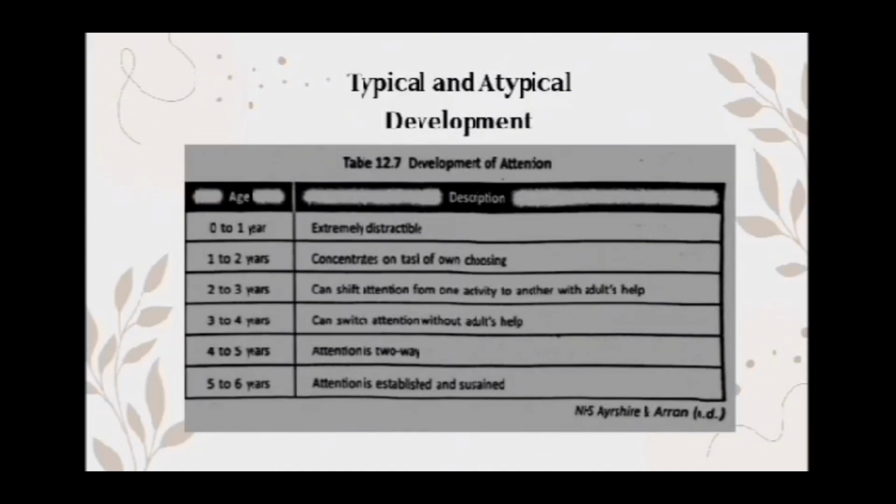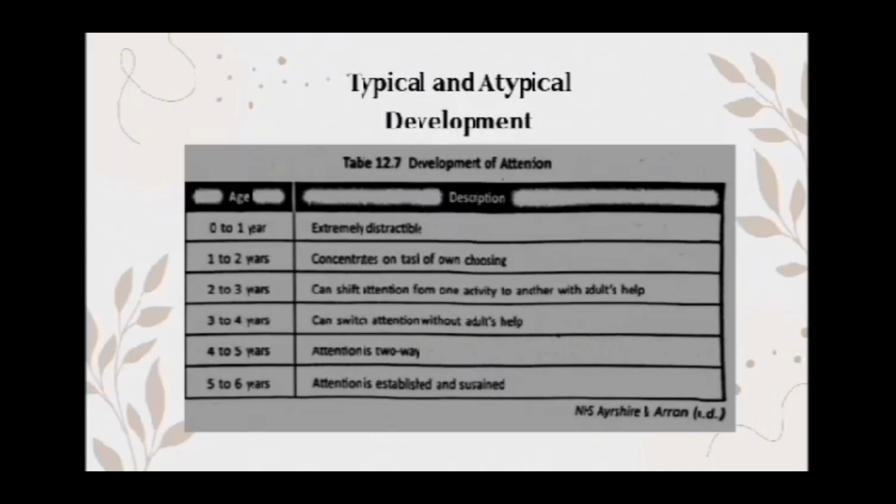So this table helps the teachers and parents to assess their child, whether their child is normal or they have late development. So from 0 to 1 year old, the child is extremely distractible. So during the first year, the baby's attention span is very short and easily diverted by external stimuli such as lights, sounds, or movement. So ang babies cannot focus on a single activity for long, and kaning distractibility is normal and it reflects the brain's early stage of development.